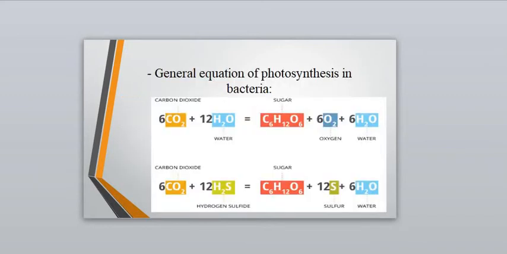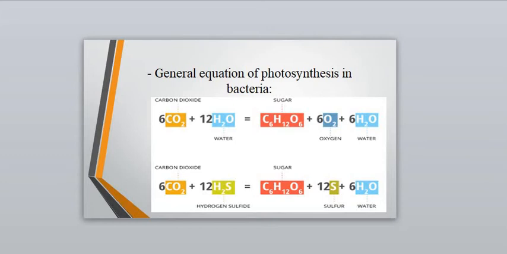equation. You can indicate that by these equations, the general equations of the photosynthesis process. Here we have carbon dioxide and water, giving sugar, oxygen, and water. But in the purple bacteria, we have carbon dioxide and hydrogen sulfide, as the swamp where the bacteria live is filled with hydrogen sulfide, so they produce sugar and sulfur instead of oxygen and water.